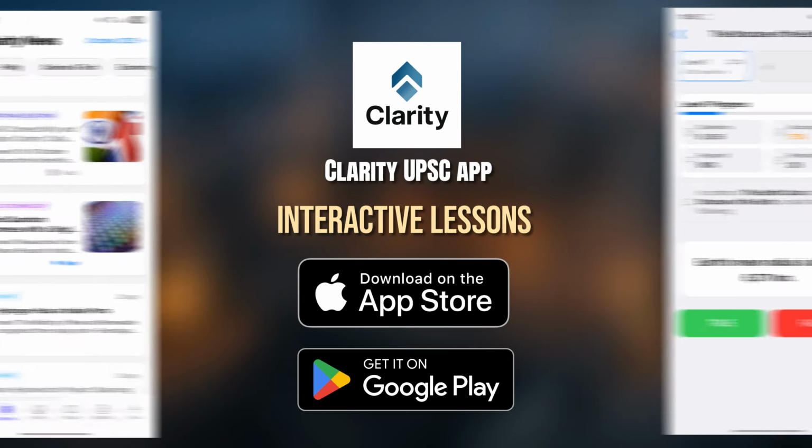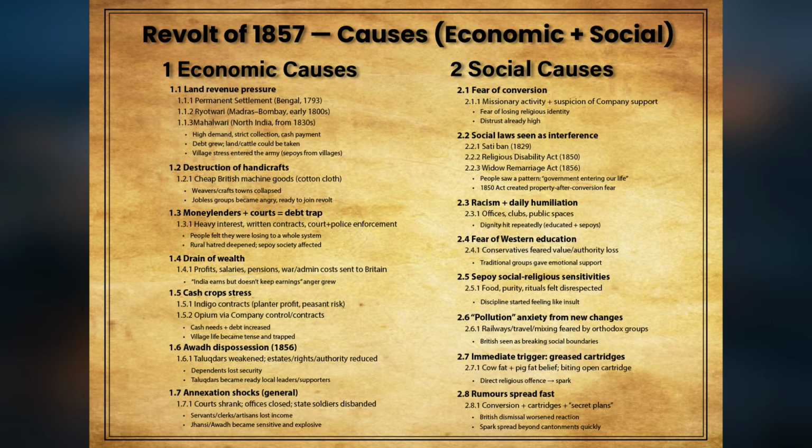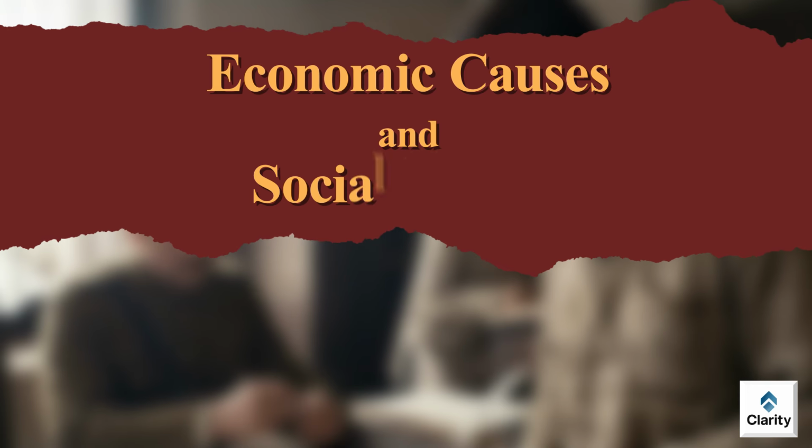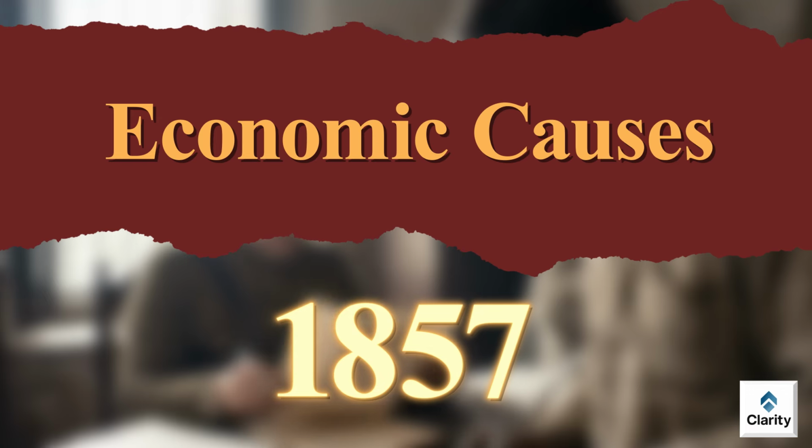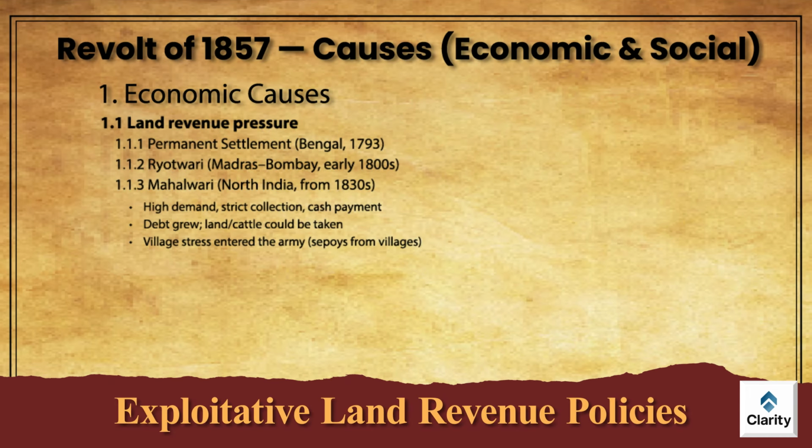Let us begin. See the video plan. This is about economic and social causes that led to the 1857 revolt. In this video, we shall see the economic and social causes behind the revolt of 1857. First, the economic causes. The first economic cause was exploitative land revenue policies.